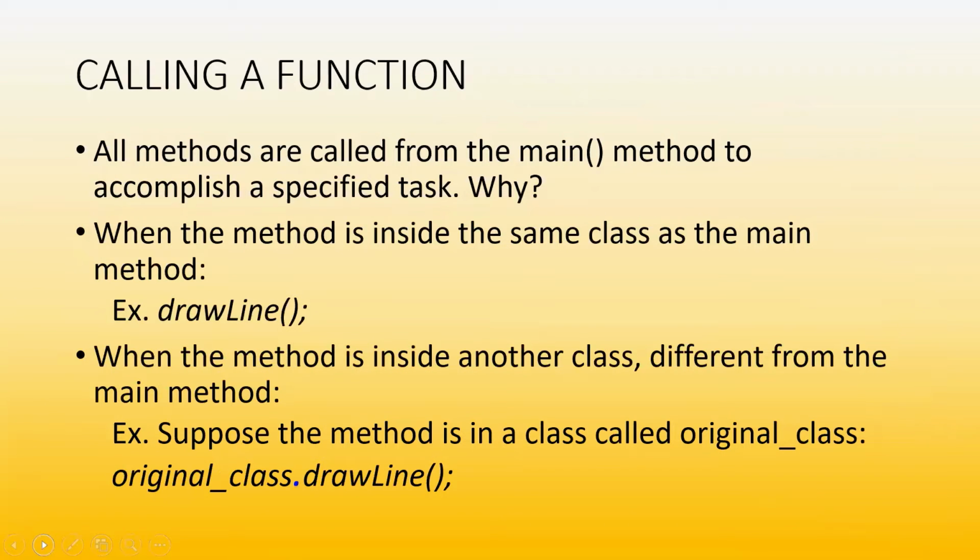Now, how do we call a function? All methods are called from the main method to accomplish a specified task. Now, why do we call from the main method? The main method is the logical starting point of any program, and each class will always have one main method. Since when the Java compiler compiles, it will always search for the main method first to execute the program. When the method is inside the same class as the main method, as you can see, we use the method name along with brackets and then a semicolon.